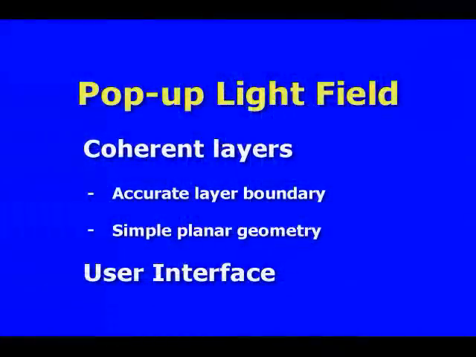In conclusion, when the input light field is sparse, a pop-up light field can still achieve anti-aliased rendering by constructing coherent layers. The key is not to construct accurate depth for each pixel, but rather to accurately segment layers using coherent matting.